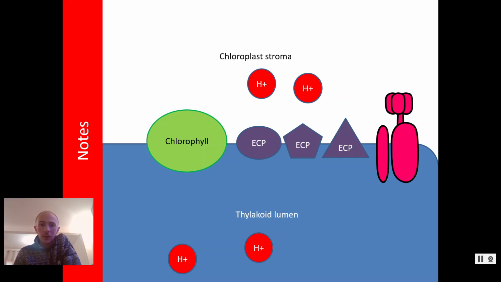Hello, so right now we're going to be doing the light-dependent reactions of photosynthesis. Now this is quite a long-winded and complicated process, so you may have to go over this a couple of times before you follow it. And the difficulty is that it's very similar to the electron transport chain in respiration.